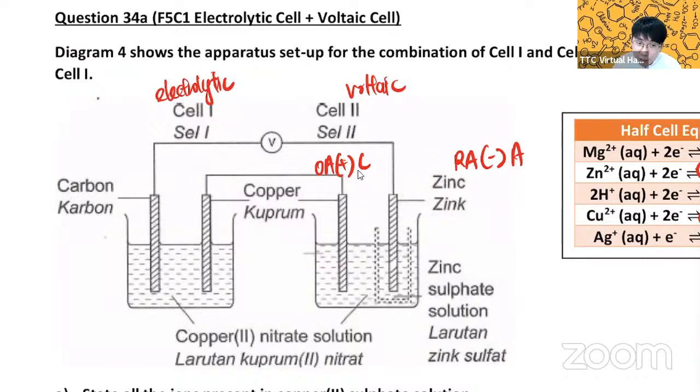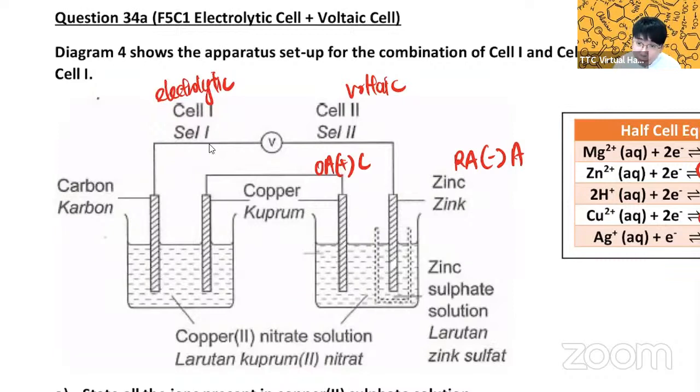In your voltaic cell, your terminal is decided by who? Your agent. But if you talk about an electrolytic cell, the terminal is decided by who? If you imagine an electrolytic cell again, the terminal is decided by your battery, right? And who is the battery for cell 1 right now? Cell 2. So treat cell 2 as a battery. Whatever terminal it has, whatever terminal it is connected to, just follow that.